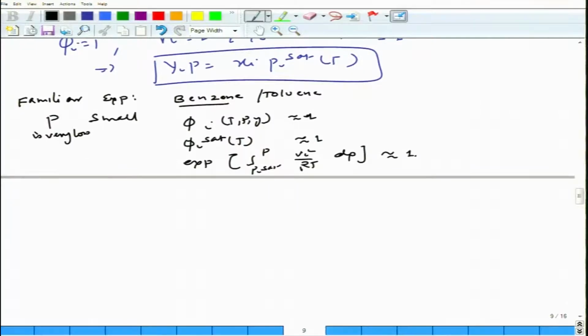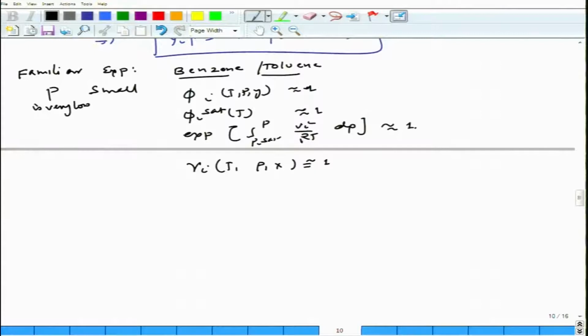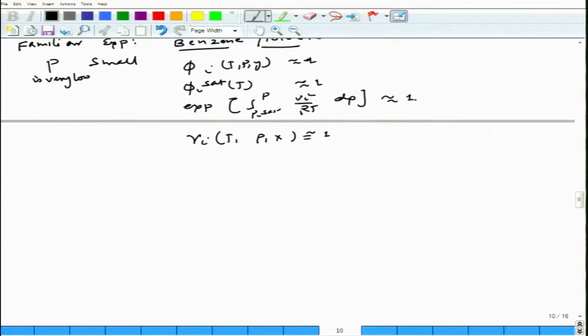Now, since benzene and toluene are of similar chemical nature, type and size, we can also approximate gamma as 1 (gamma = 1). Okay, so we get the same Raoult's law expression. These are the basic assumptions which we have made, but it depends on what kind of system we have. Now, let us try to come up with an expression where we can draw it also.